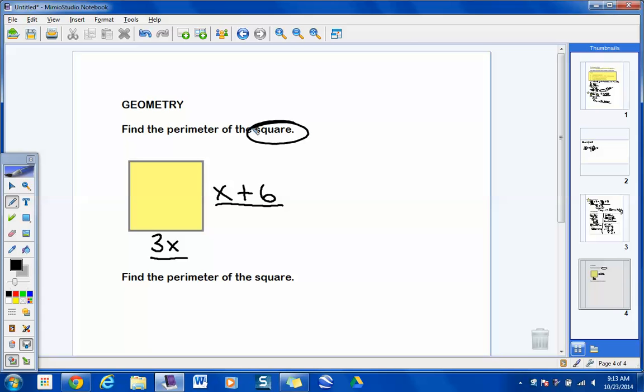It's a square. So to start this, you're going to take your two expressions for length and width and set them equal to each other. So I want to set 3x equal to what? X plus 6.